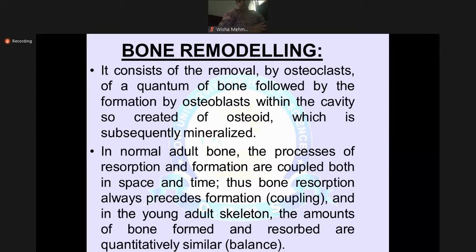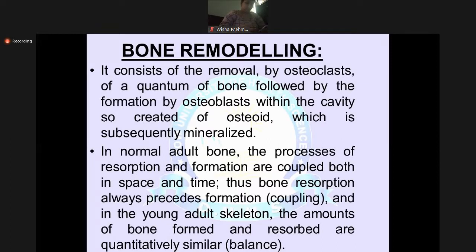So, in bone resorption, what will happen? There will be destruction of the entire bone matrix and removal of calcium, and this bone resorption is basically an osteoclastic activity. Whereas the second process included in bone remodeling is bone formation. Bone formation is the development and mineralization of new matrix, and it is an osteoblastic activity. We will discuss these two processes one by one.